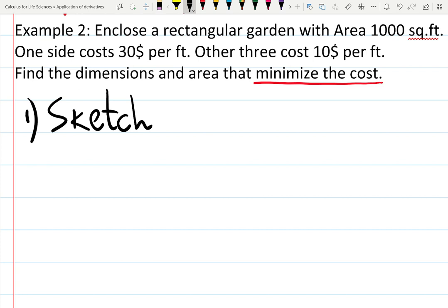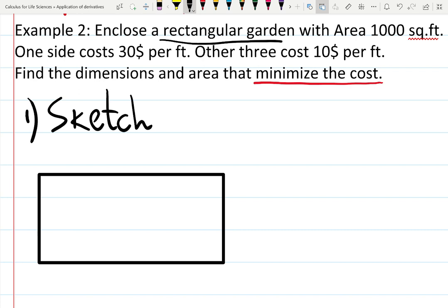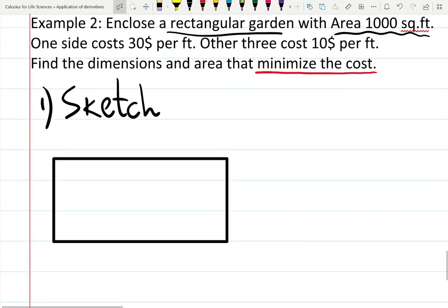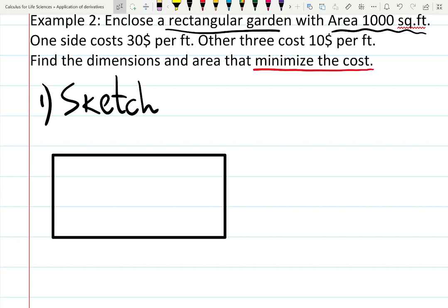So I see "enclose," that's a weird word, by the way, but they say rectangle. Okay, I know what a rectangle looks like, so I will draw a rectangle. Area 1,000. I can read that, right? So that's a good example, as English as a second language, of how to speed up your reading. Make a sketch and write down the information. Let's call it A, area is 1,000 square feet.